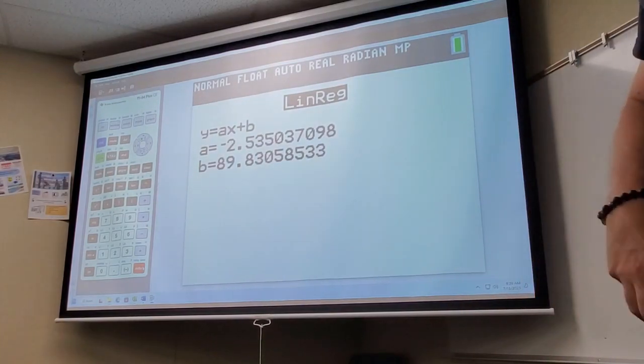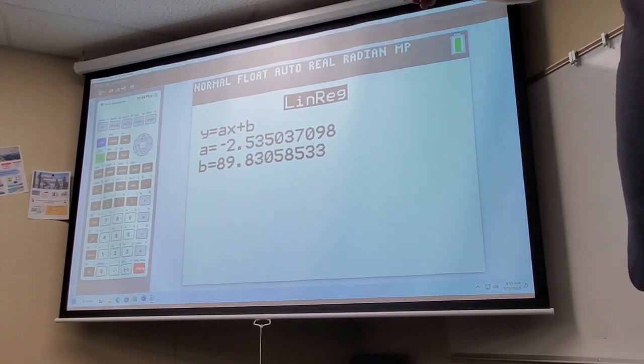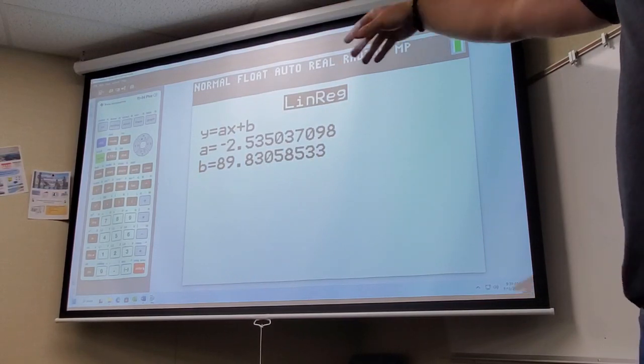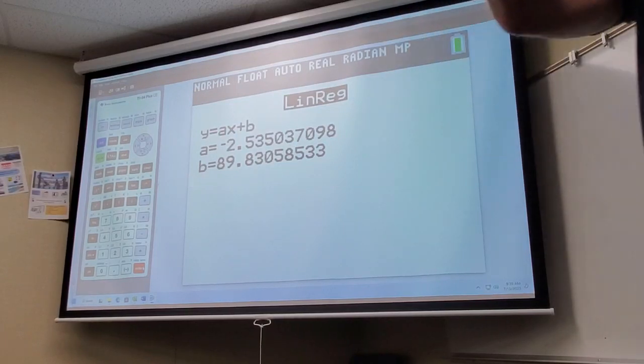Now, aren't we also supposed to get an idea of the spread, which for this kind of data is R? Anybody else in the same boat as me? That's all you got, right? Everybody's like, no, oh, Michael, whatever. You must have got a better calculator. No, so here's the thing.